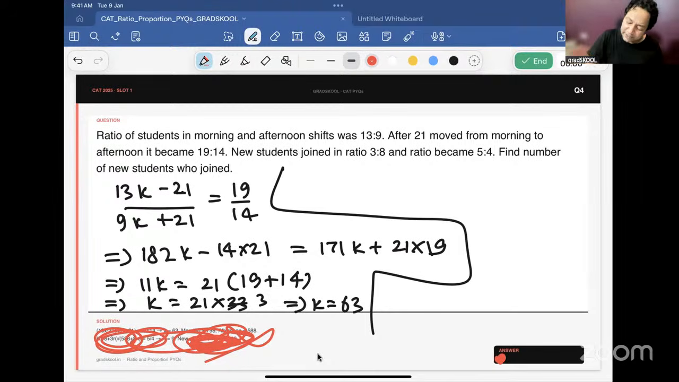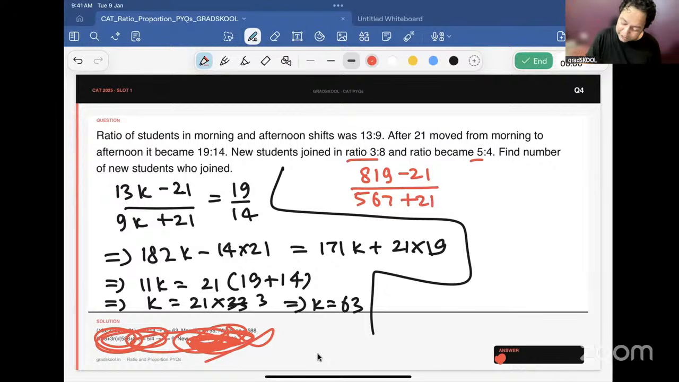So now new students joined in the ratio 3 is to 8, and the ratio became 5 is to 4. Okay. So how many students do I have now? When K is 63, I need to find out. So 13K is 13 into 63, how much? 13 sixes are 78, and 39 there. 819. Is that right? Am I right? 13 sixes are 78 and 39. 819 minus 21. Okay. Upon 9 into 63 is how much? 9, 6, 54, 5, 6, 7 plus 21.